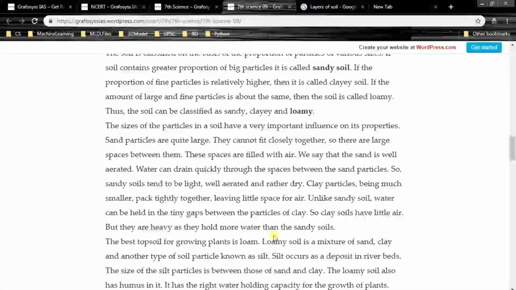Clay particles, being much smaller, are packed tightly together, leaving little space for air. Unlike sandy soil, water can be held in the tiny gaps between the particles of clay. So clay soils have little air, but they are heavy as they hold more water than the sandy soils. So remember, clay soils are heavy and sand soils are light.